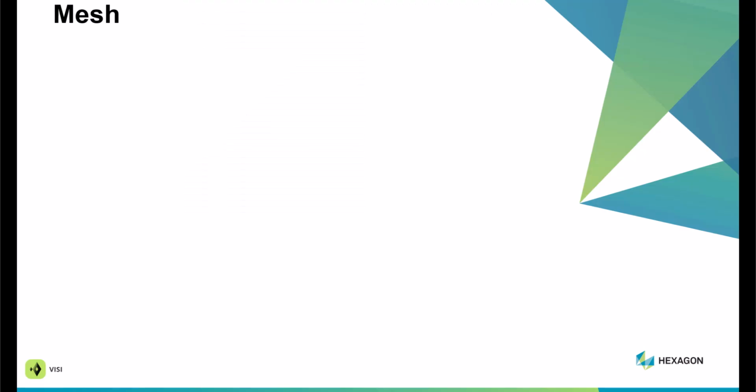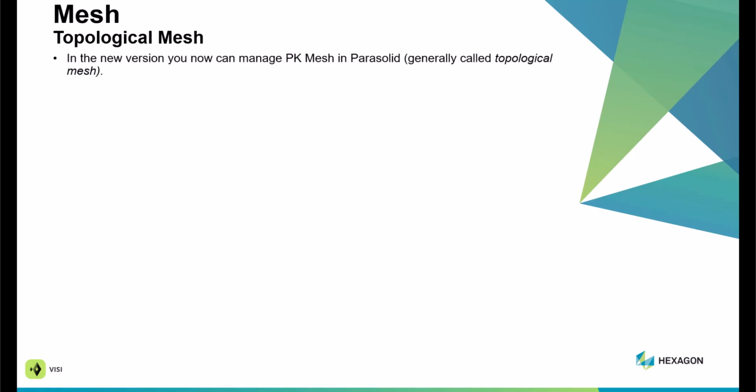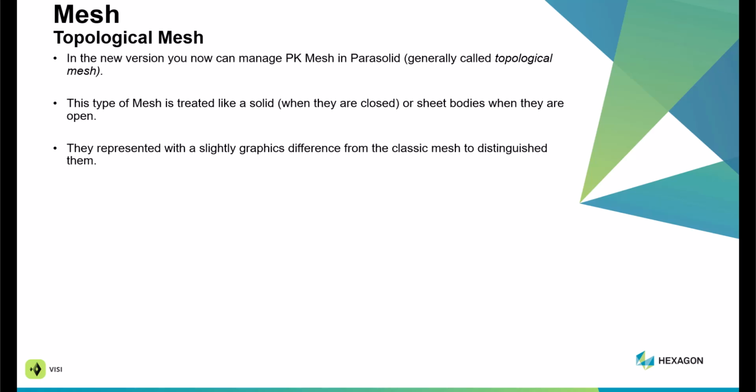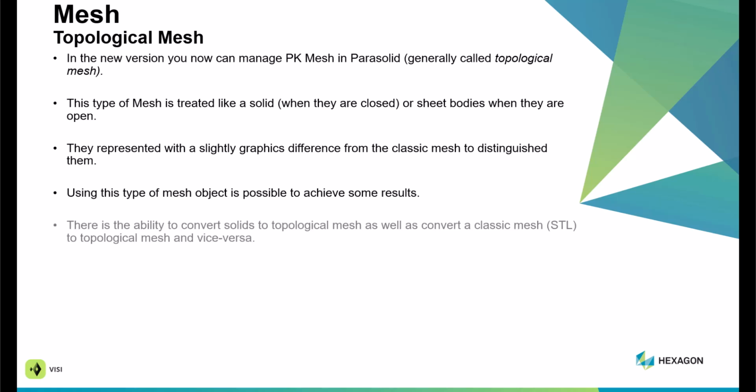We're going to talk about what's new with mesh. There's a brand new command called topological mesh. In the new version, PK mesh is generated in Parasolid, generally called topological. This mesh type is treated like a solid when they are closed, or sheet body when they're open. They represent slightly different graphics from the classic mesh, to distinguish them. Using this type of mesh object, it is now possible to achieve some new results.